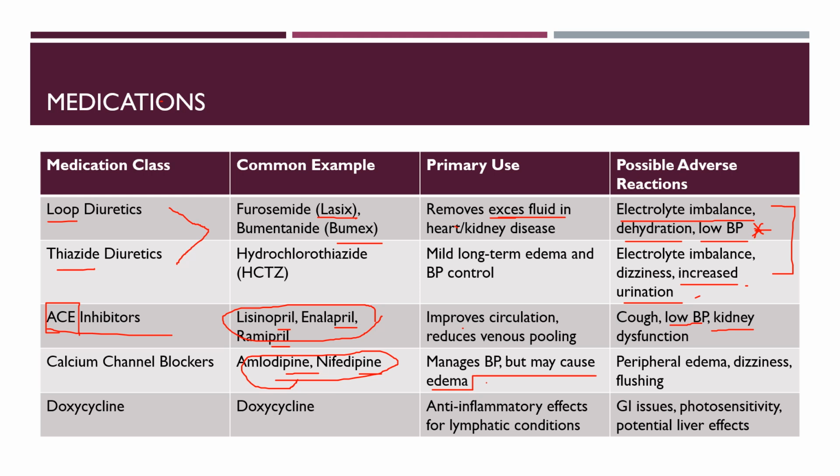Okay, and don't worry so much about this one down here. We'll talk a little bit about this doxycycline, but this one's used for anti-inflammatory effects for lymphatic conditions, and we can see these adverse reactions here. I really want you to know right now these diuretics. Okay, again, we're going to talk more about ACE inhibitors and these calcium channel blockers when we get into our cardiac section for therapeutic exercise. So you'll see these two again, but for now, I really want you to focus on these diuretics.